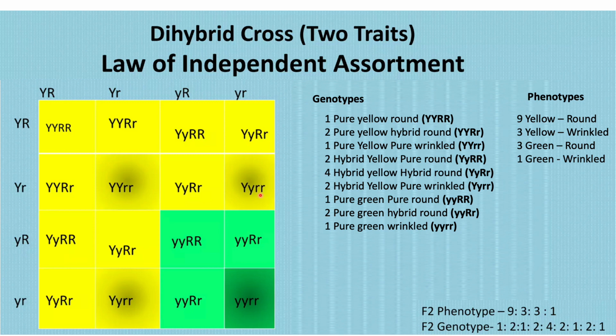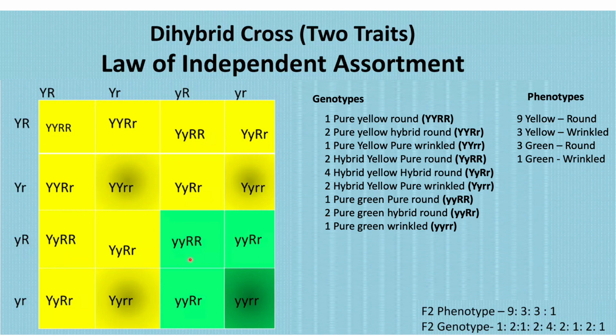Let us now look closer into the genotypes to understand the phenotypes and the ratios observed. If you carefully look at this Punnett square table, you can see different combinations of the genotypes. So we could see one pure yellow round with two capital Y's and two capital R's, and two yellow hybrid rounds with two capital Y's, one capital R and a small r, and one pure yellow pure wrinkled, that is two capital Y's and two small r's, which you can find over here, and similarly as follows.